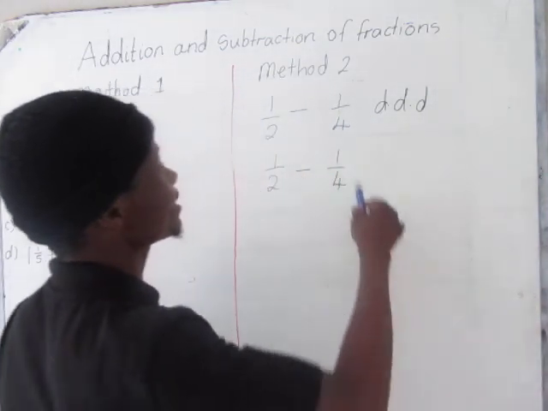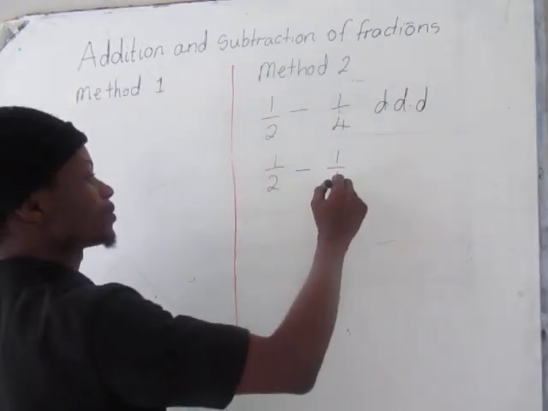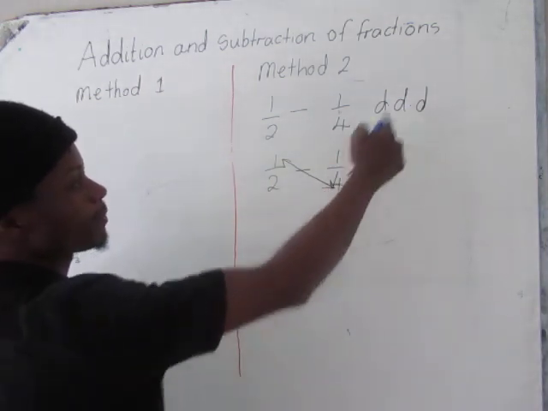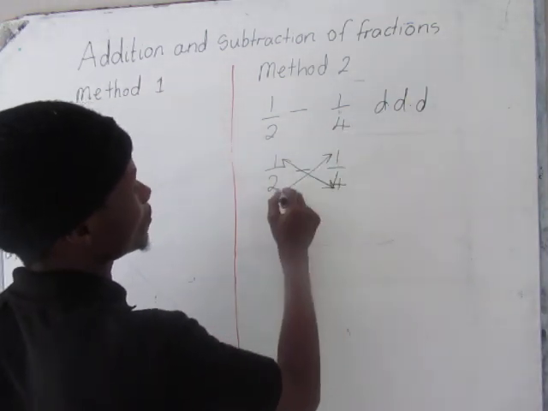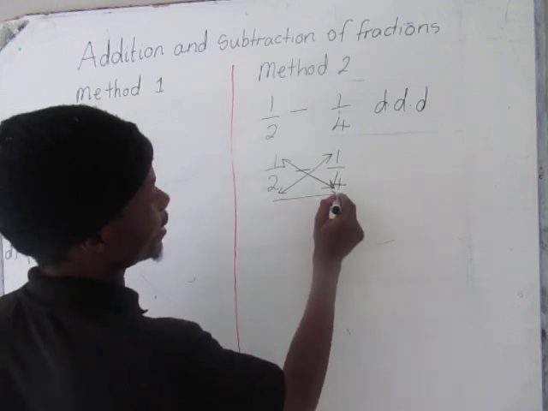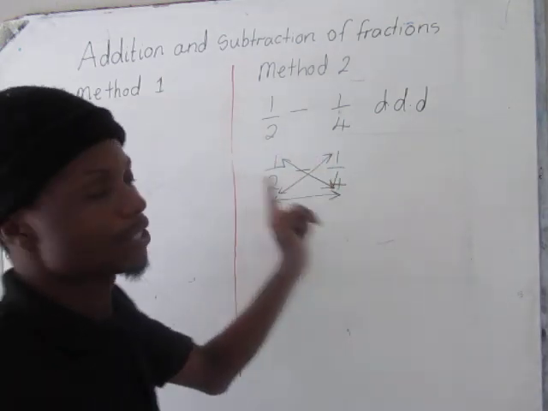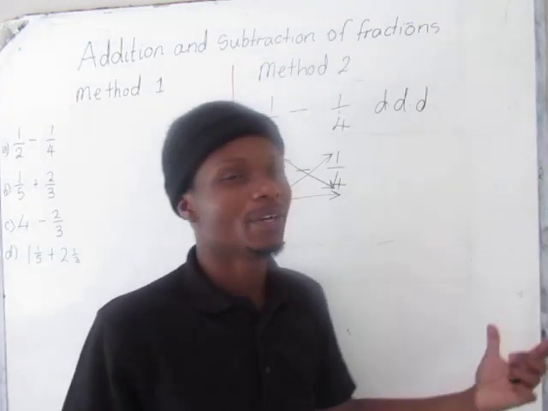We multiply diagonally this way. Then you multiply diagonally also. Then you multiply the denominators. So that's diagonal, diagonal, denominator. So I call it the triple D's.